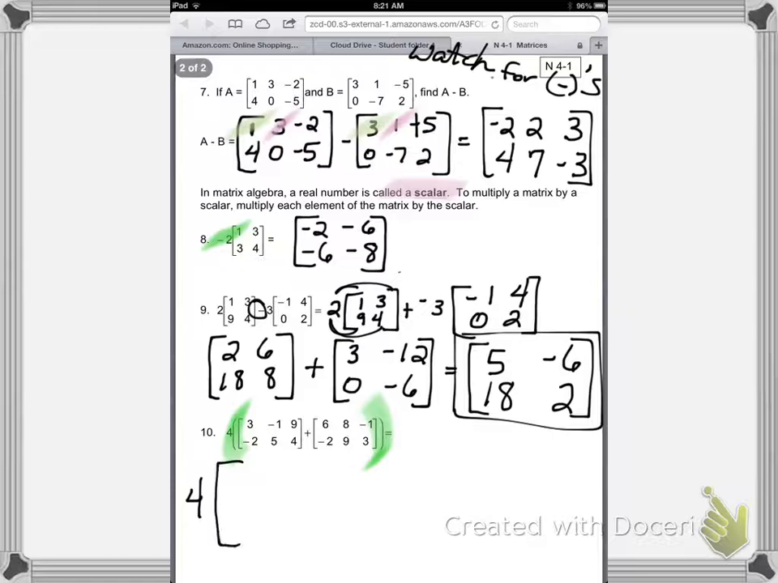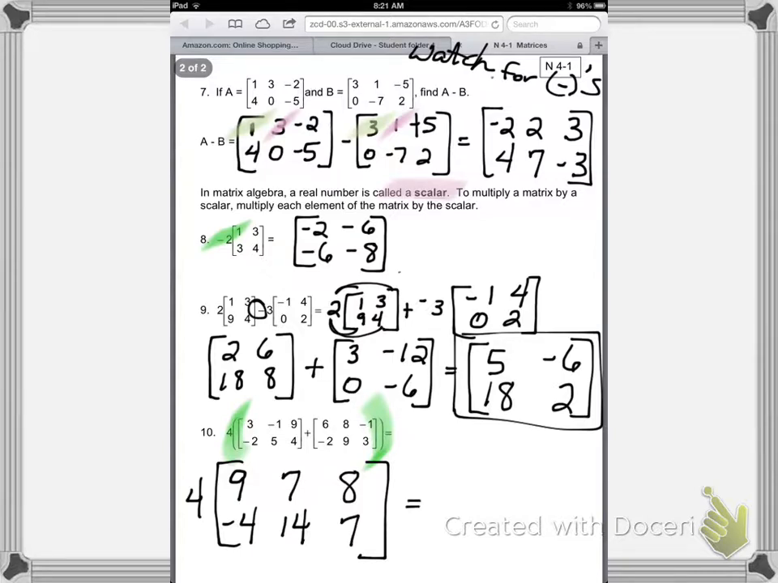And y'all are pretty good about doing these things in your head. 3 plus 6 is 9. Again, you add corresponding elements. Negative 1 plus 8 is 7. 9 minus 1, or 9 plus negative 1, is 8. Negative 2 plus negative 2 is negative 4. 5 plus 9 is 14. And 4 plus 3 is 7.